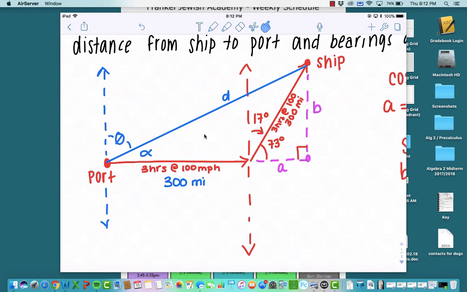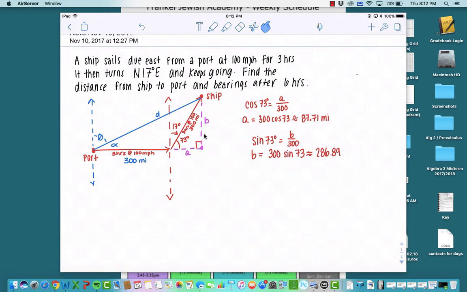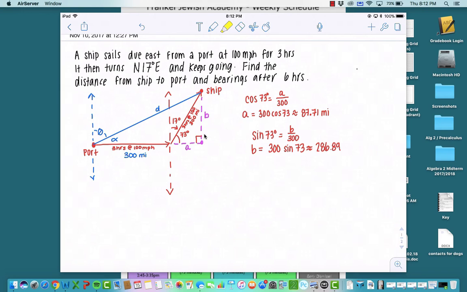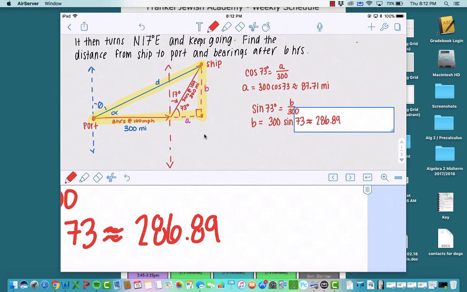I'm zooming in. So right now I solved for all the little pieces over here because I made a right triangle. I used sine and cosine relationships to do so. I now have enough information to solve for D. So now I'm going to ignore the little right triangle and find the large right triangle. So this is why this problem gets a little confusing, because you have to find a lot of little pieces first.